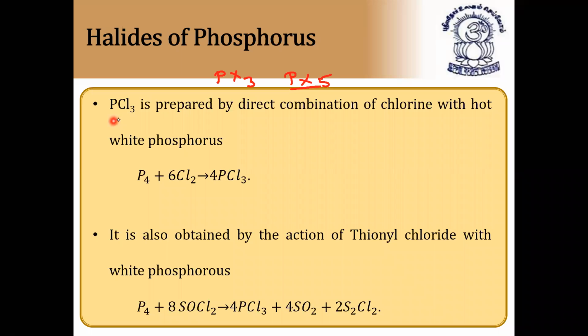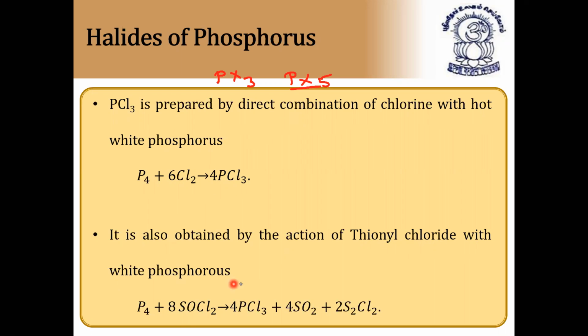So first halide, that is PCl3, that is PX3. Phosphorus trichloride is prepared by the direct combination of chlorine with hot white phosphorus. From white phosphorus on direct combination with chlorine, it forms phosphorus trichloride. It is also obtained by the action of thionyl chloride. SOCl2 is called thionyl chloride.